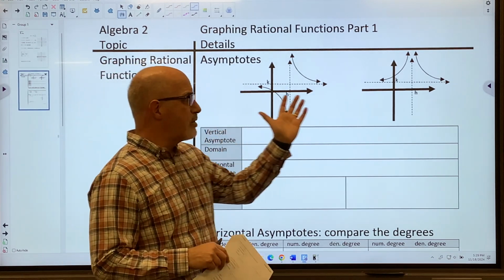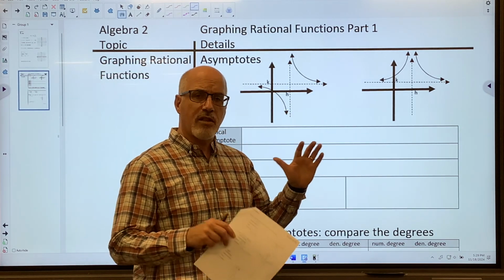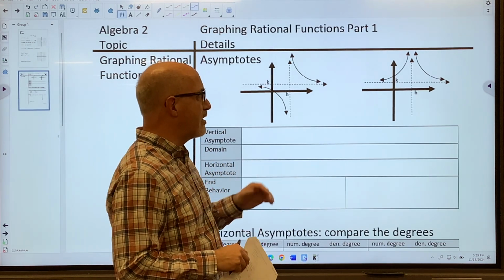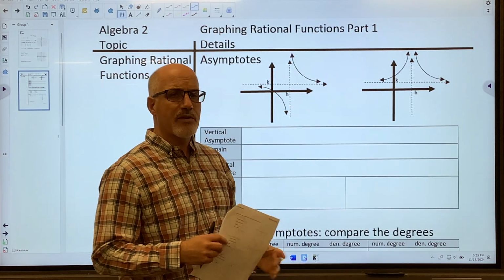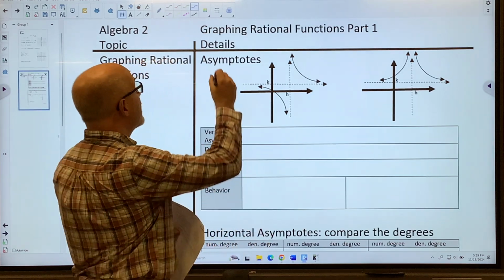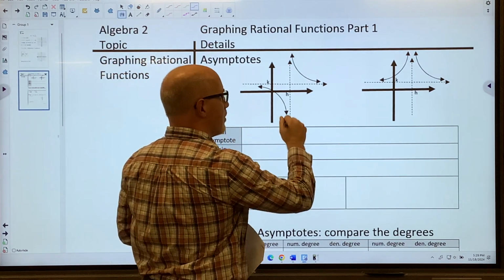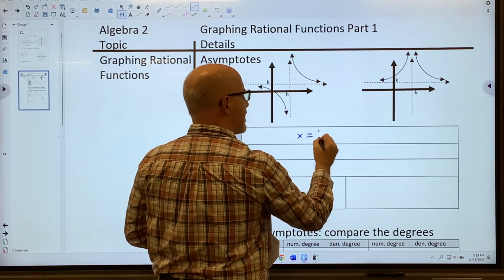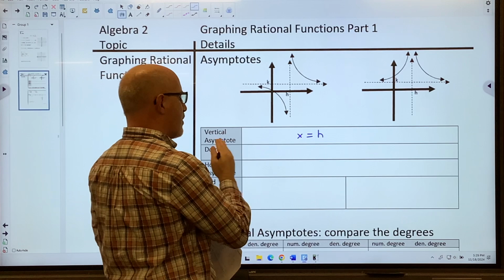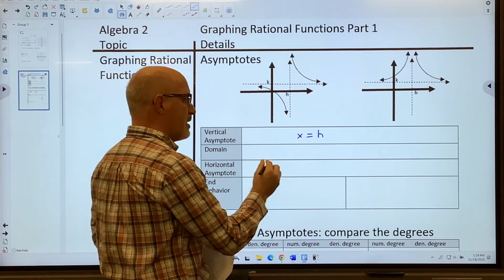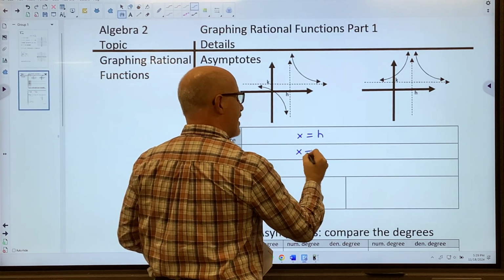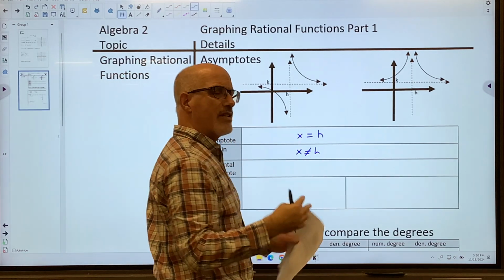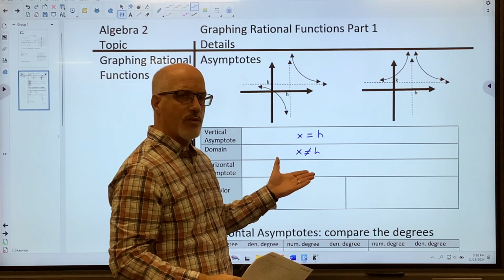When we look at two standard types of graphs, you'll see a lot of different graphs. Today I'll give you a couple examples that look different than this, but with these two types of standard graphs, your vertical asymptote is right here at h. So we're just going to list our vertical asymptote as x equals h. Our domain then is that x cannot equal h. Notice that the asymptote itself is something that we don't actually get to in the domain.